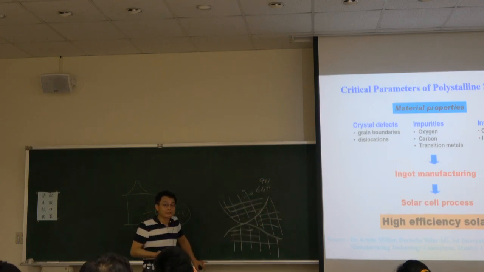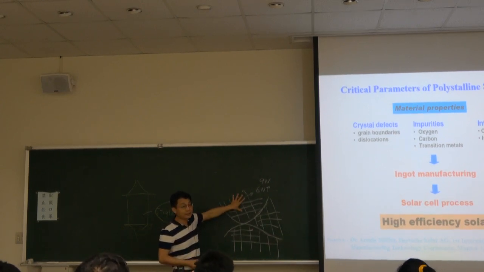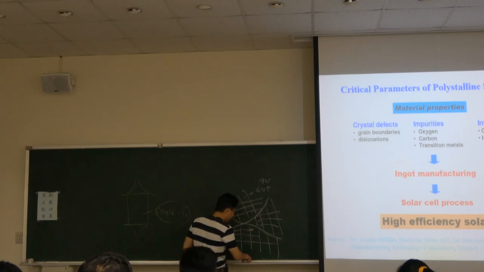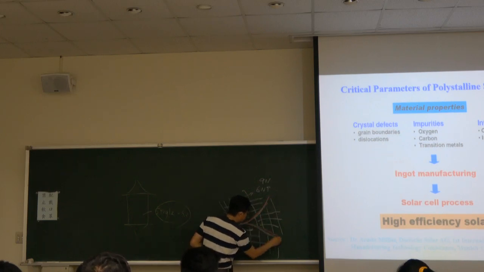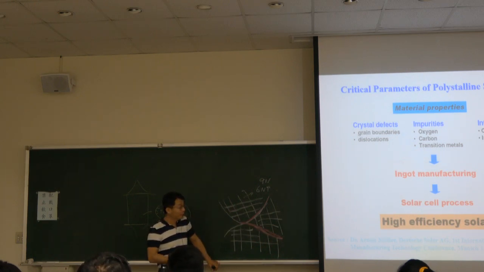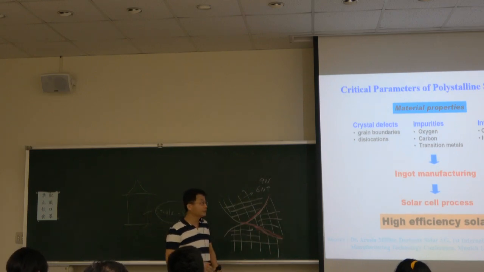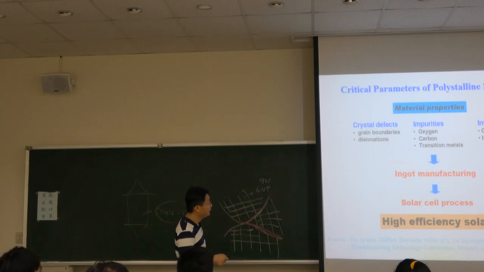Even 9N. So I can maintain the high purity of the silicon in this area, and even in the grain boundary we can minimize the impurity. Still, we can reach high conversion efficiency. For example, you can do the refining process. You can purify the polycrystal. So this is the crystal defect in ingot manufacturing to get higher efficiency solar cells.